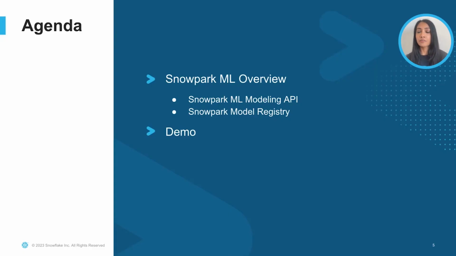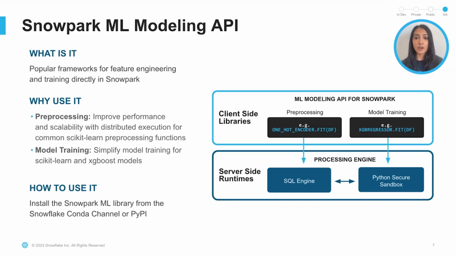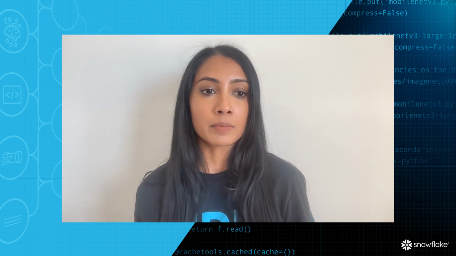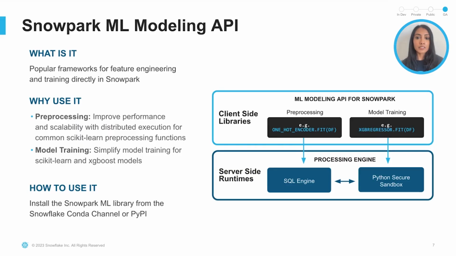We'll first begin with a brief overview on what Snowpark ML is, and then we'll show you a demo to go through what a full end-to-end pipeline will look like. First, we offer a Snowpark ML modeling API for model development. This allows you to use popular frameworks for feature engineering and training directly in Snowpark, and it helps you scale out your feature engineering and machine learning training pipelines as well. The pre-processing functions improve performance and scalability with distributed execution for common scikit-learn pre-processing functions. And the model training functions really allow you to simplify model training for these scikit-learn and XGBoost models.